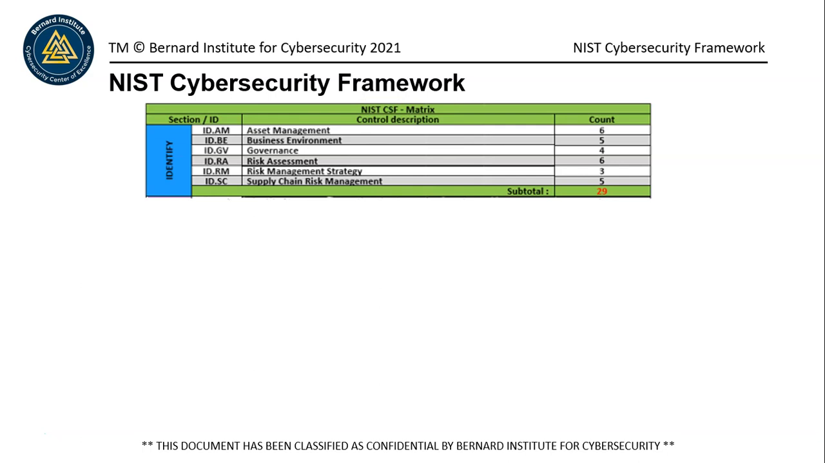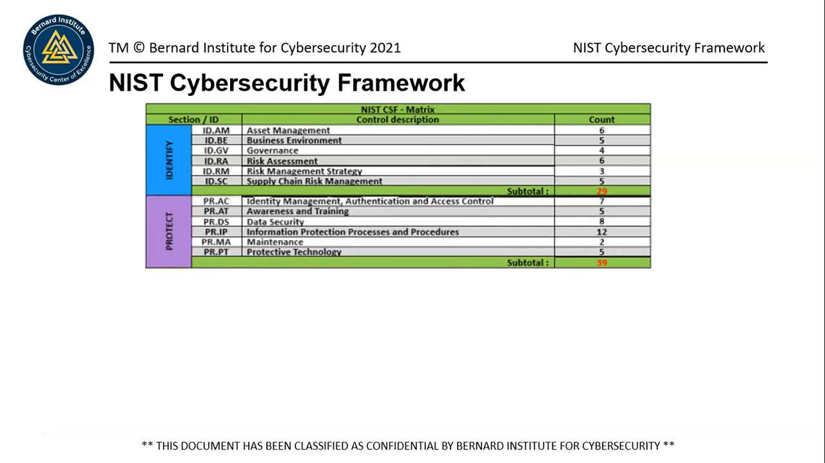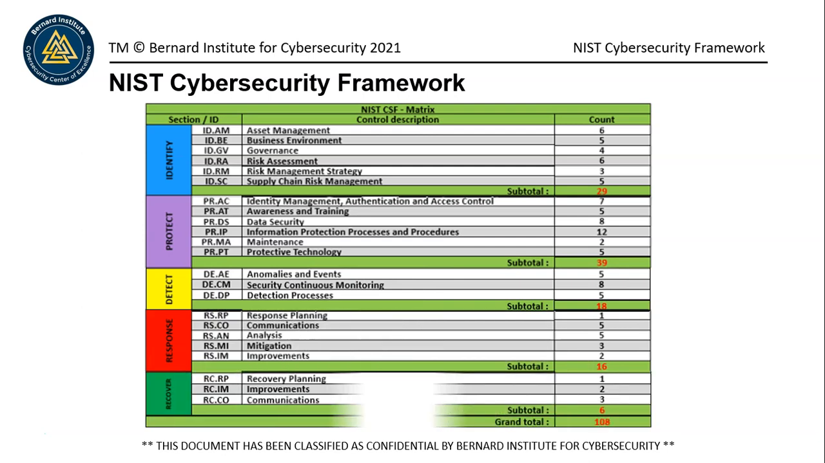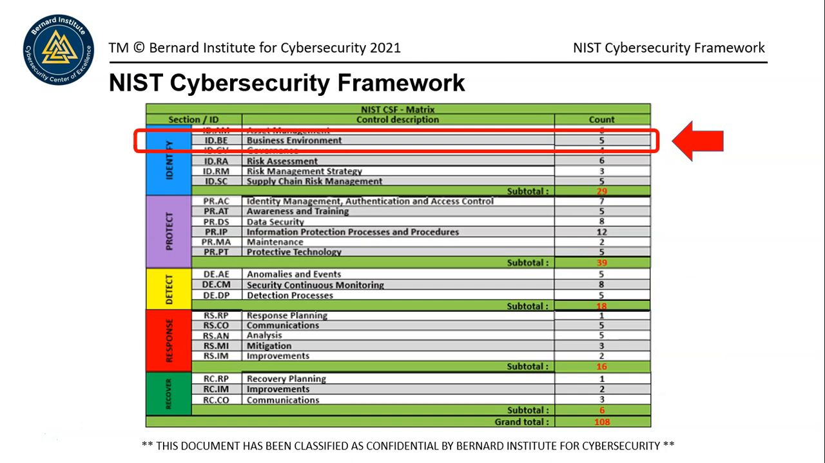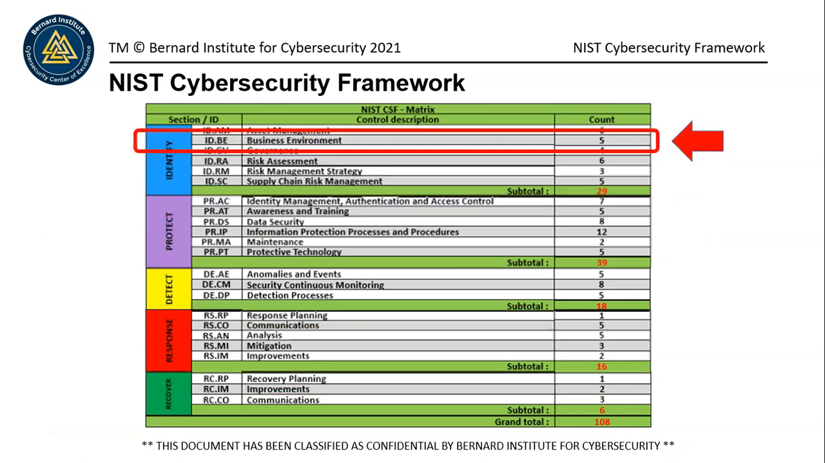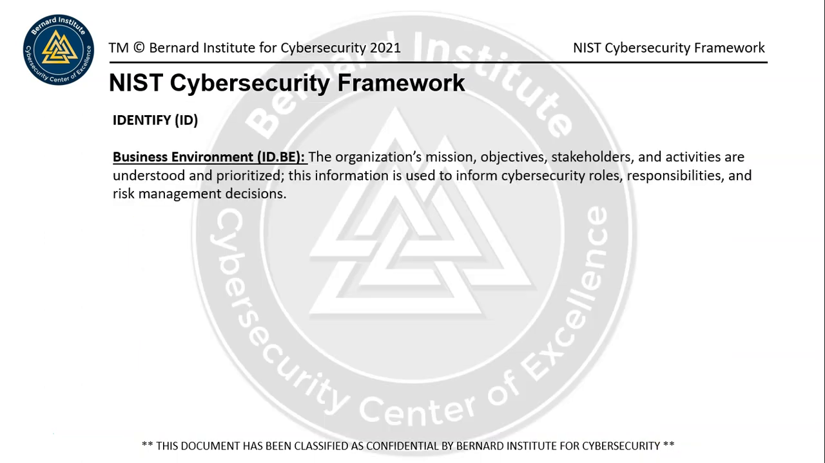So under the NIST Cybersecurity Framework, we have 5 different sections. We have Identify, Protect, Detect, Respond, and Recover. And today we're talking about the business environment. And last week we talked about asset management. There are 5 controls underneath this section.